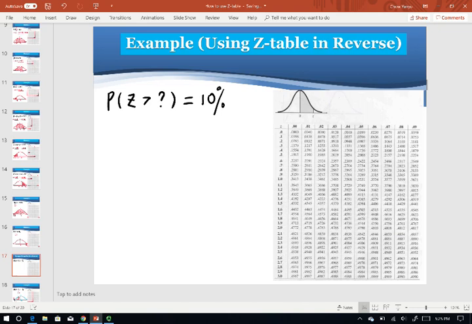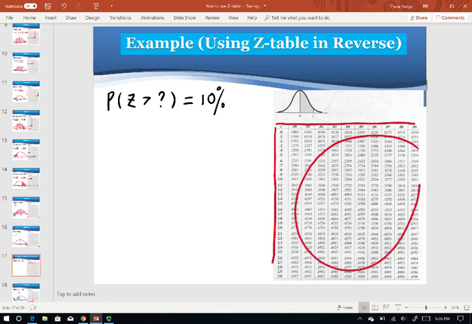Now, let me show you how to use the z-table in reverse. All the examples we did, we know the z-score first decimal and the z-score second decimal, and you can find the probability. So this is the table value in the body. That is the probability.